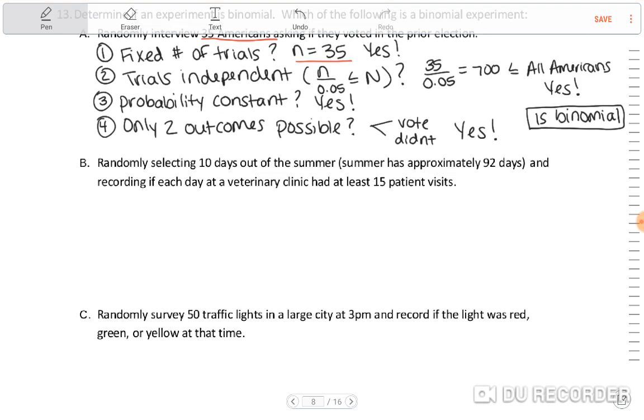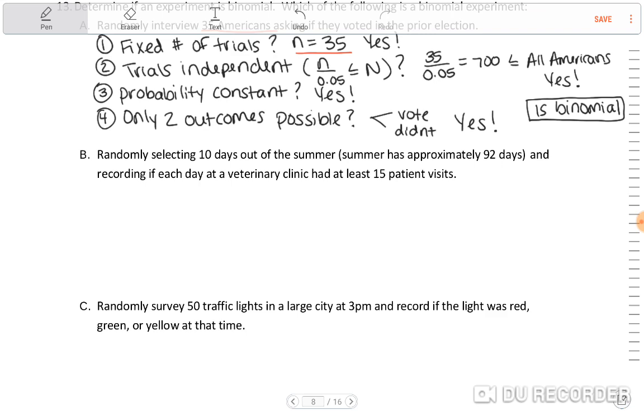Okay, B. Randomly selecting 10 days out of the summer. Summer has approximately 92 days, and recording if each day at a veterinary clinic had at least 15 patient visits. Well, let's see. If we can just find one thing that doesn't work, that doesn't arrive at a yes, then we would say that it's not binomial. So all we really have to find is a counterexample for any of those 4 items.